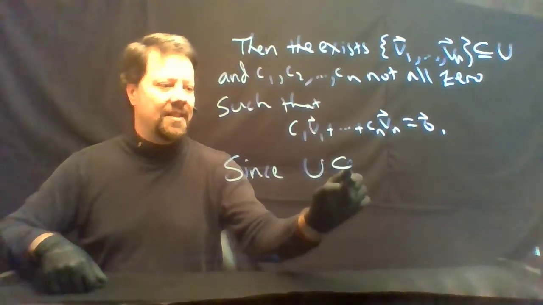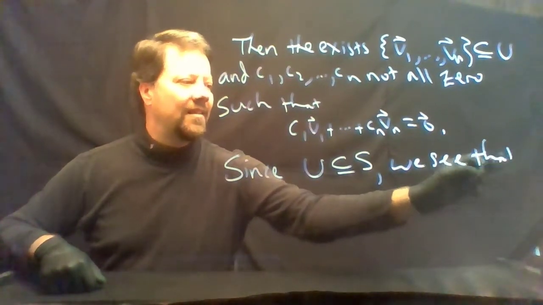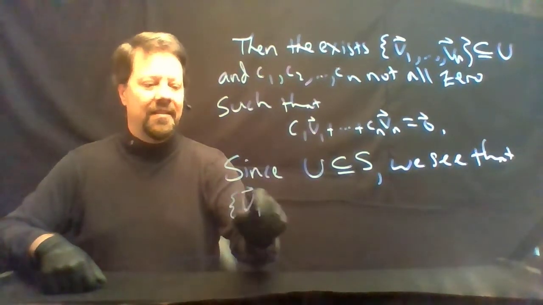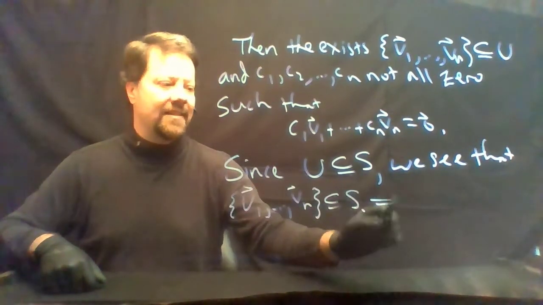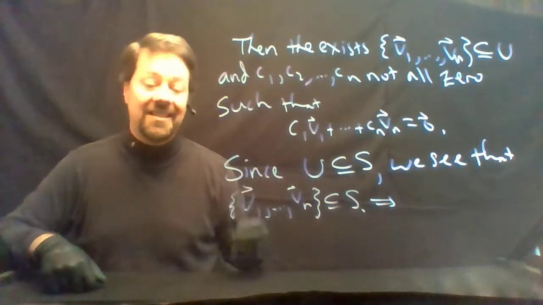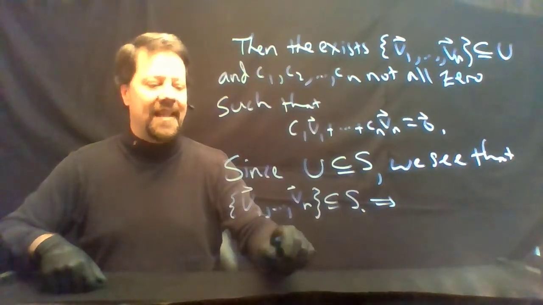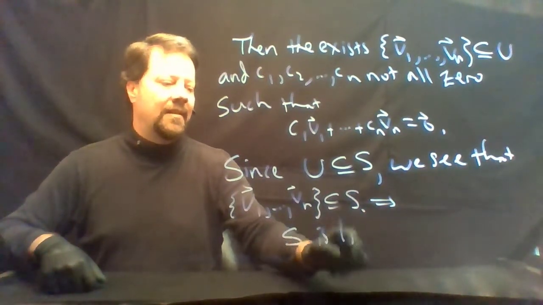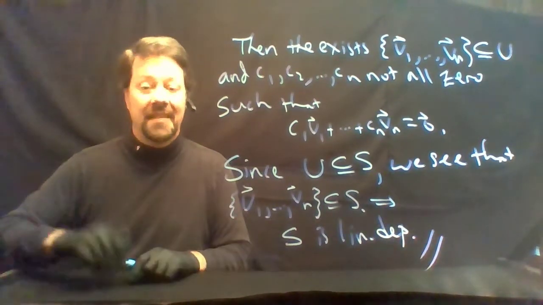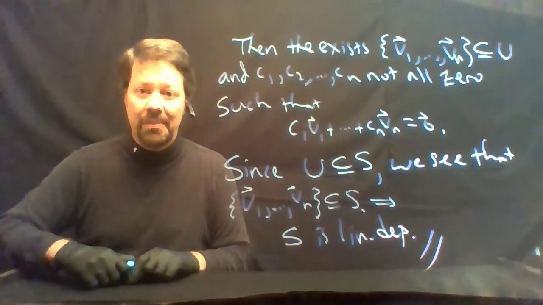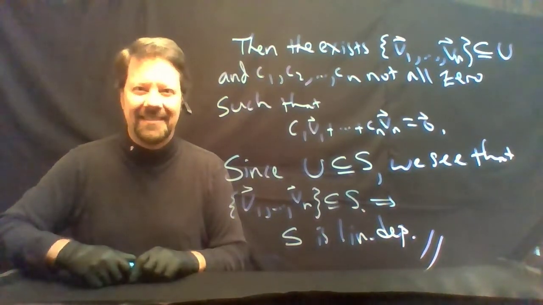Since U is a subset of S, we see that v1 through vn is also a subset of S, and we have the same non-zero coefficients giving us a linear combination equal to the zero vector, and that implies S is linearly dependent. This, by the way, also proves the second part of the theorem, the same argument.